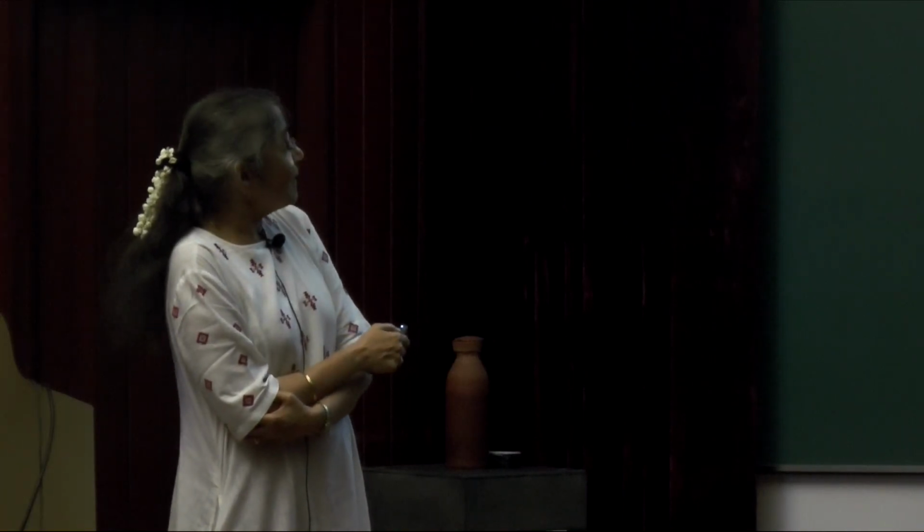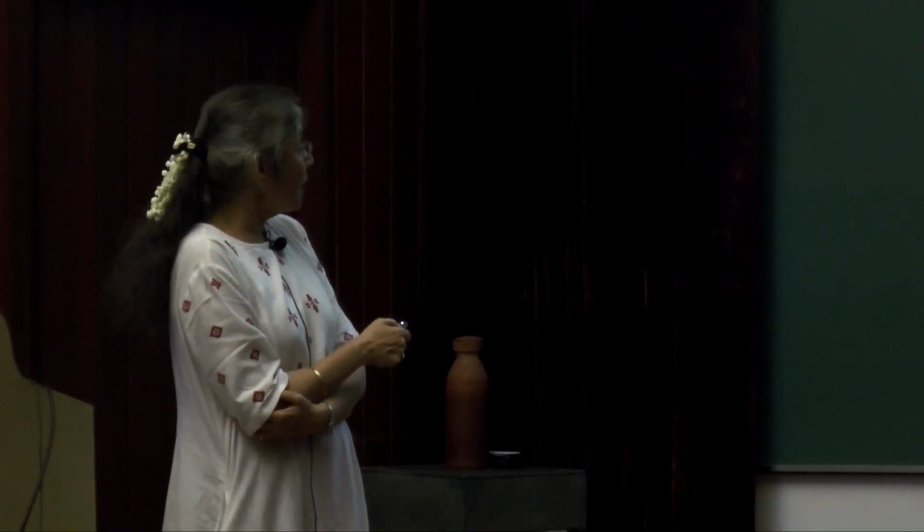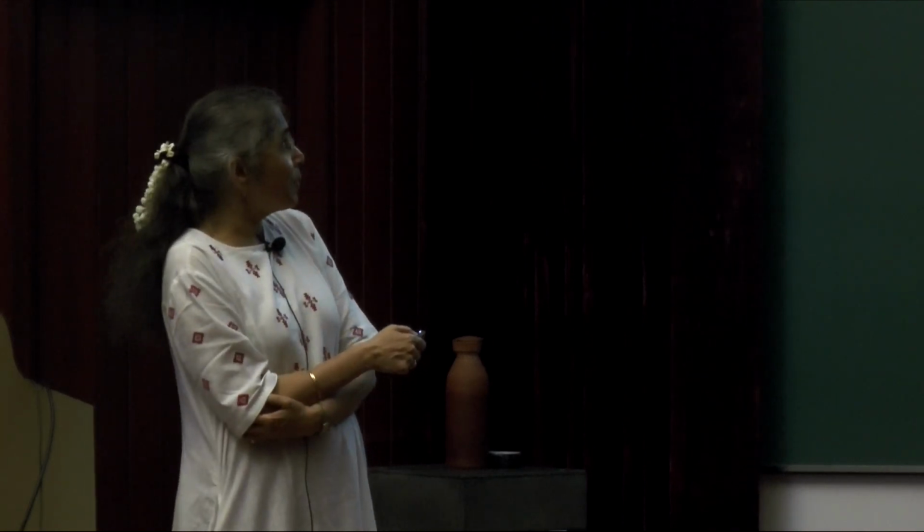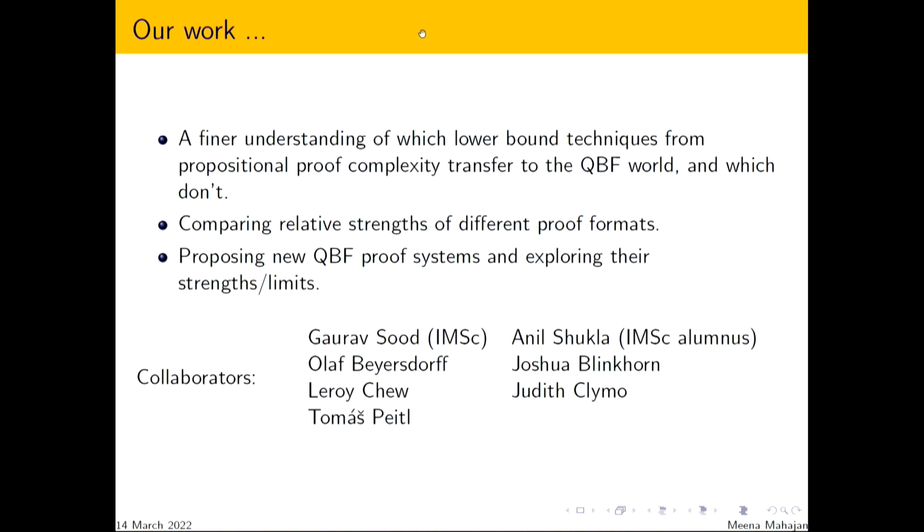We have been comparing the relative strengths of different proof formats. Here I'm talking about formats for QBF proofs, not for satisfiability proofs. And we have also done some work proposing new QBF proof formats, new QBF proof systems, and exploring their relative strengths and limits. This is something that I've been working on for the last 7-8 years with Gaurav, who is a student here now, Anil, who was a former student, and my collaborators across the world, in Germany, in England, in Austria now.